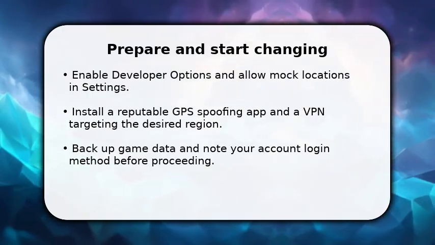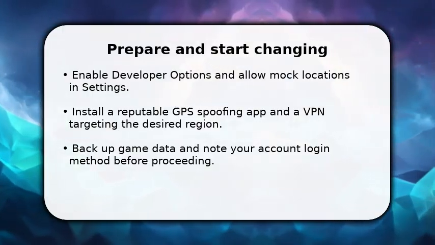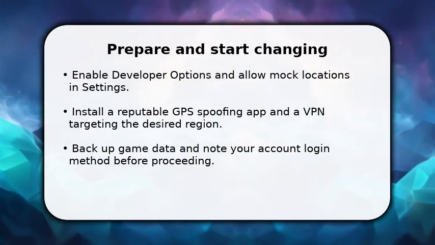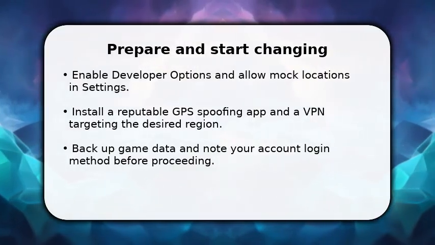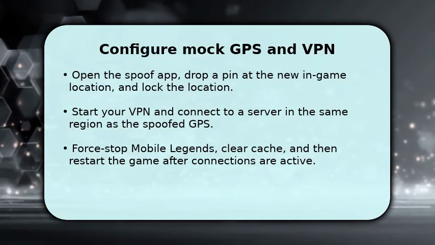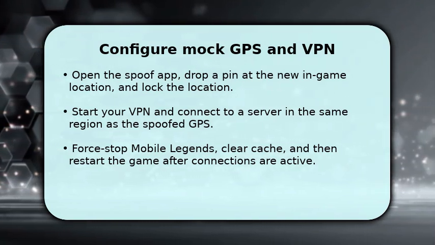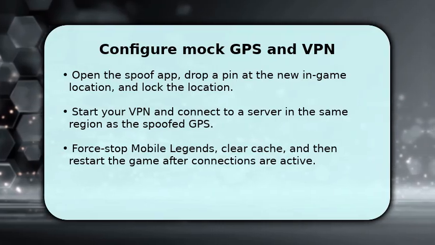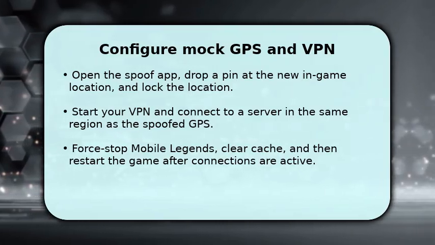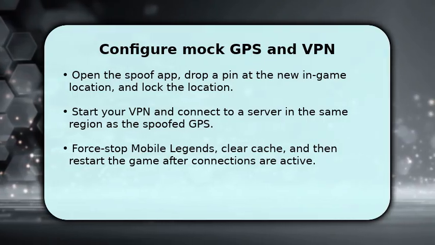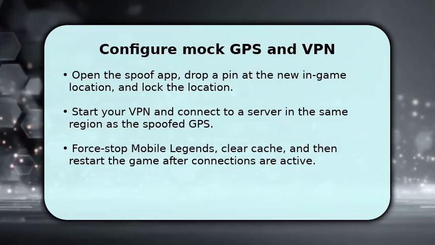Make sure Play Protect is temporarily checked off for these apps, because Google can block mock location tools while you work. Now set the precise spoofed coordinates in the GPS app. Drop the pin where you want Mobile Legends to see you and enable a steady or follow mode so the location doesn't jitter. Then activate the VPN and confirm the IP resolves to that same country.